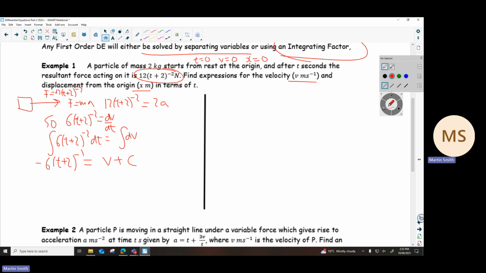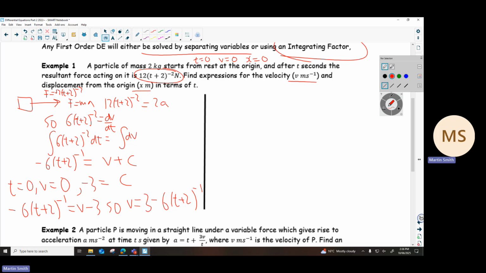Because I know that when t is 0, v is 0, because it starts from rest, if you sub that in, you will get minus 6 times 2 to the minus 1, which is minus 3, is equal to c. So therefore, we get minus 6 times (t plus 2) to the minus 1 is v minus 3. So my expression for v is, if you add on 3 to both sides, 3 minus 6 times (t plus 2) to the minus 1. There's the first part of that done.